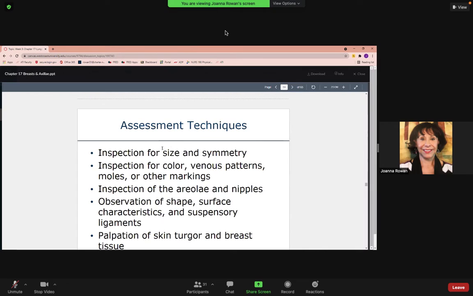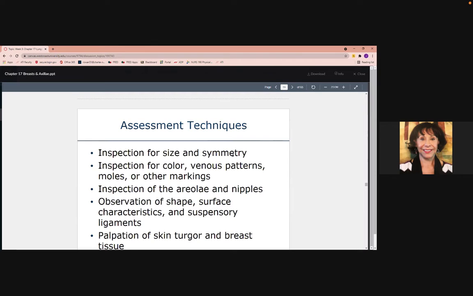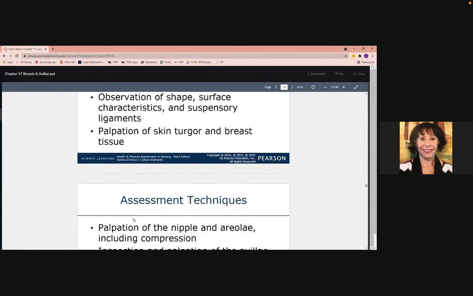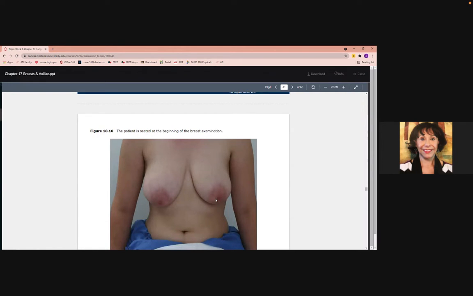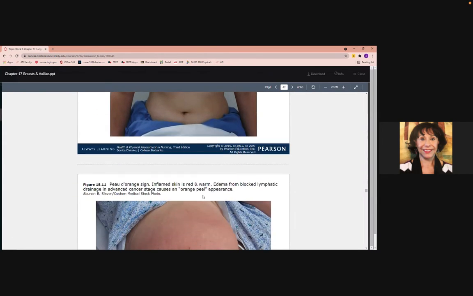When you inspect, of course, you inspect the size and symmetry. Both breasts should be equal, but sometimes one is slightly larger than the other, with a very small difference. And of course, you have to inspect for color, moles, and other markings. More focus will be placed on this whenever you go to OB. So this is how you will check whether there is symmetry of the breast. They should be at the same position, not one higher than the other.